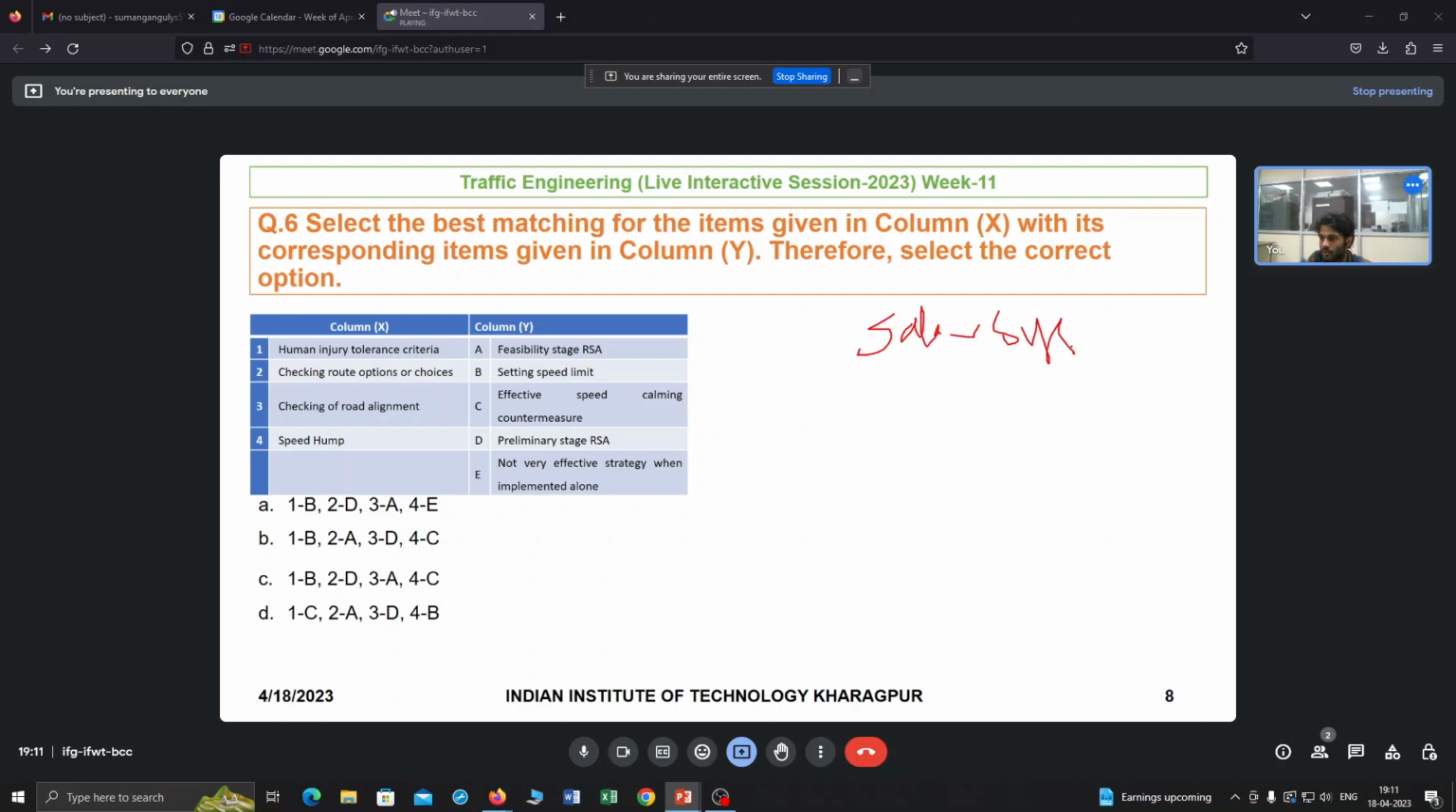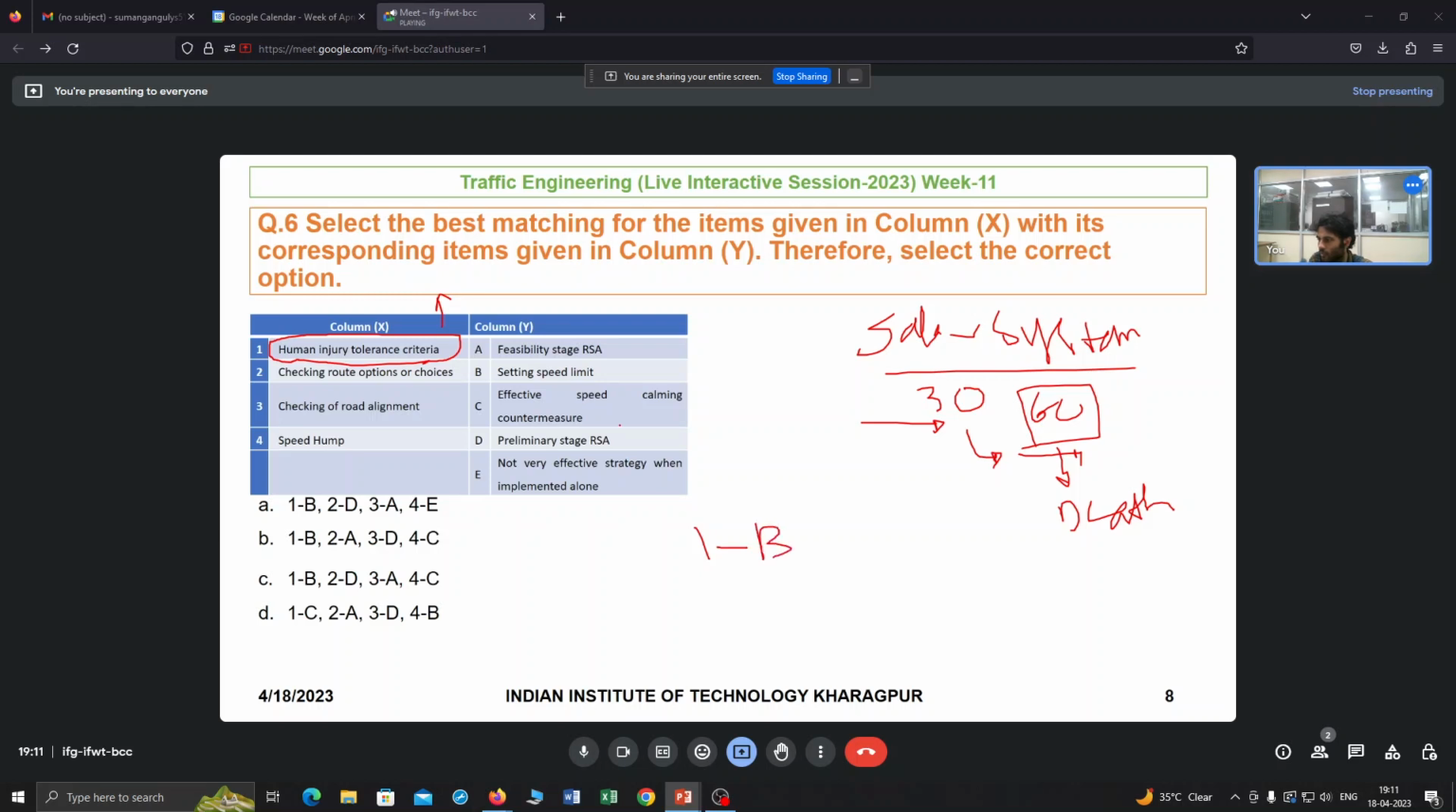In the safe system approach, what happens is that after your vehicle speed is increased to 30 to 60, the kinetic energy which is transferred from the vehicle to the person is increased by a huge extent, and that may lead to the death of that person. So there is a human injury tolerance for humans, and based on that we want to impose the speed limits and other things. So obviously this is directly related to the setting of speed limit.